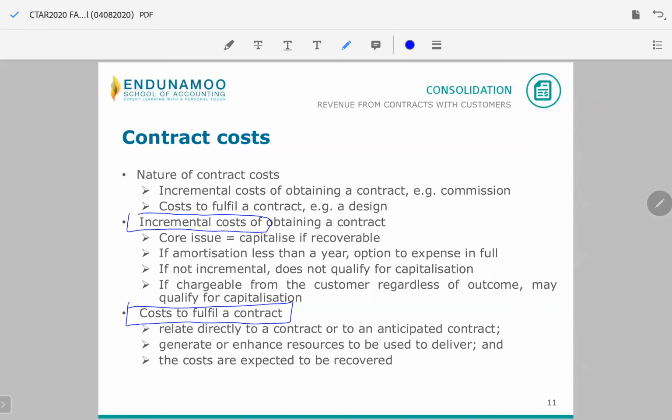Then they do have an exception. They say, however, if you can charge those costs back to what? Back to the customer.